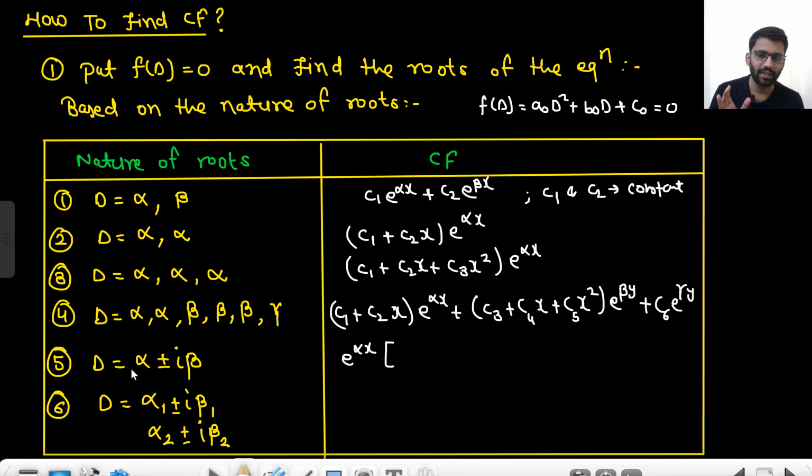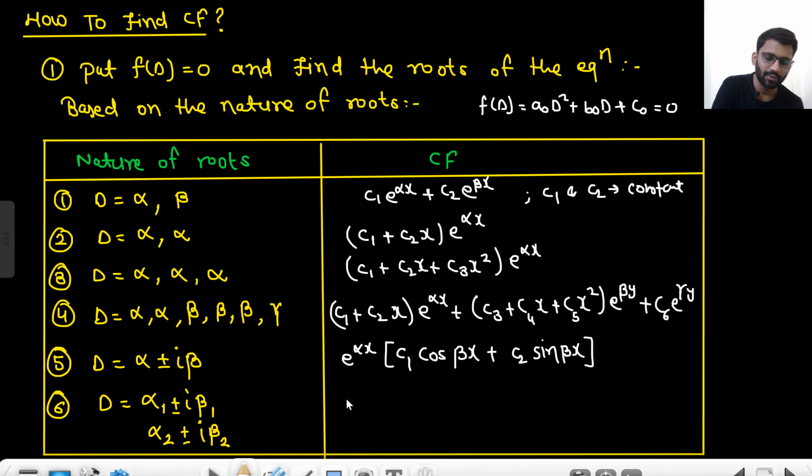So now we have the roots as alpha plus iota beta and alpha minus iota beta. So there are two roots, alpha plus iota beta and alpha minus iota beta. So what will you do? You will put e to the power real part into x. And then what will you do with the imaginary part? You will write it like this: C1 cos beta x plus C2 sin beta x. Are you understanding this point?